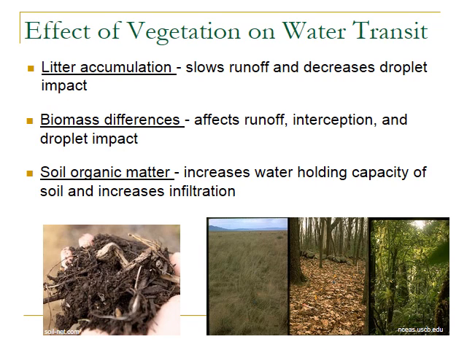How does vegetation affect this transit of water through the system? Well, the first thing is that vegetation affects the litter accumulation. Grazing affects the litter accumulation. Litter is very important because it slows runoff. It decreases the droplet impact. Grazing also affects the amount of biomass. The less biomass you have, the more runoff, the less interception, and the more droplet impact you have. And then finally, because grazing affects both the organic matter above the soil and the roots in the soil, soil organic matter is influenced by grazing. And that's really important because soil organic matter influences the holding capacity of soil and infiltration.